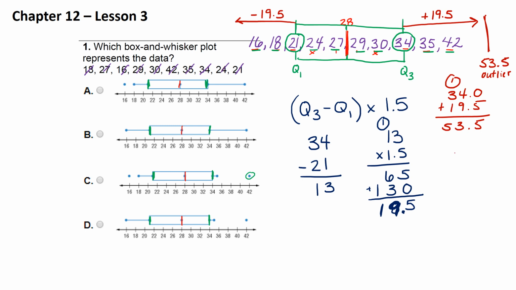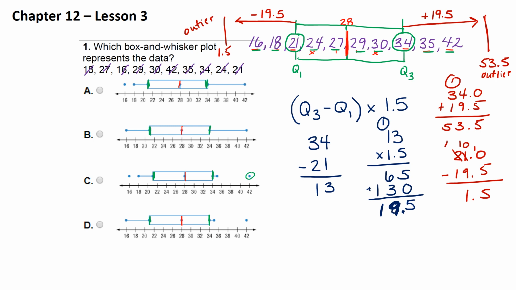All right, now I'm going to do 21.0, take away 19.5, which is 1.5. So anything at 1.5 or less is an outlier. Okay, so 16 is not an outlier and 42 is not an outlier.